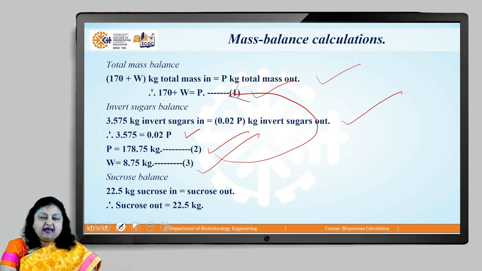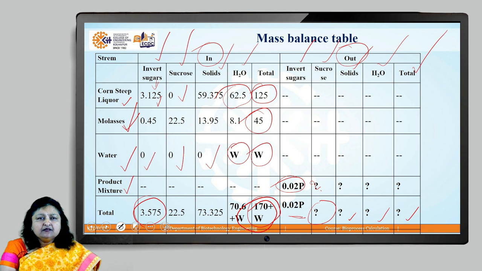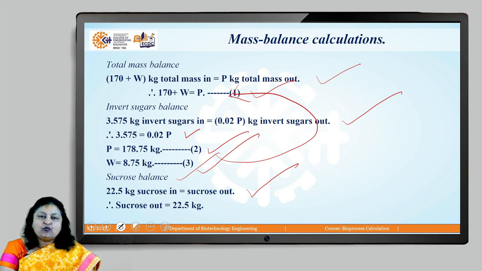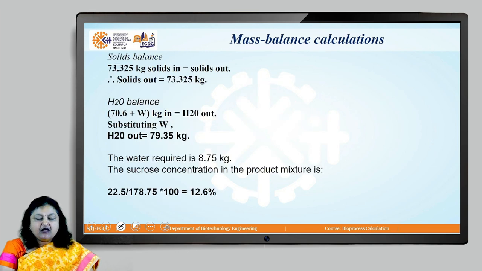Then the next balance is the sucrose balance. As per the mass balance table, sucrose in is 22.5. The same sucrose we will get here in the output. So the mass balance on sucrose is 22.5 kg sucrose in is equal to sucrose out. So sucrose out is 22.5 kg. Write this value in the mass balance table.